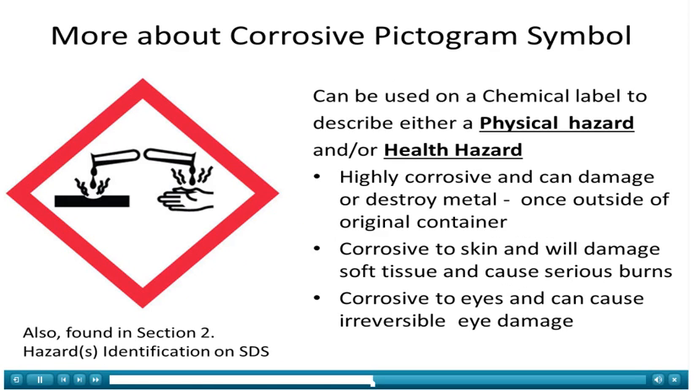More about the corrosive pictogram symbol. It can be used on a chemical label to describe either a physical hazard and/or health hazard. Highly corrosive and can damage or destroy metal once outside of the original container. Corrosive to skin and will damage soft tissue and cause serious burns. Corrosive to eyes and can cause irreversible eye damage. Also found in Section 2, Hazard Identification on the SDS.